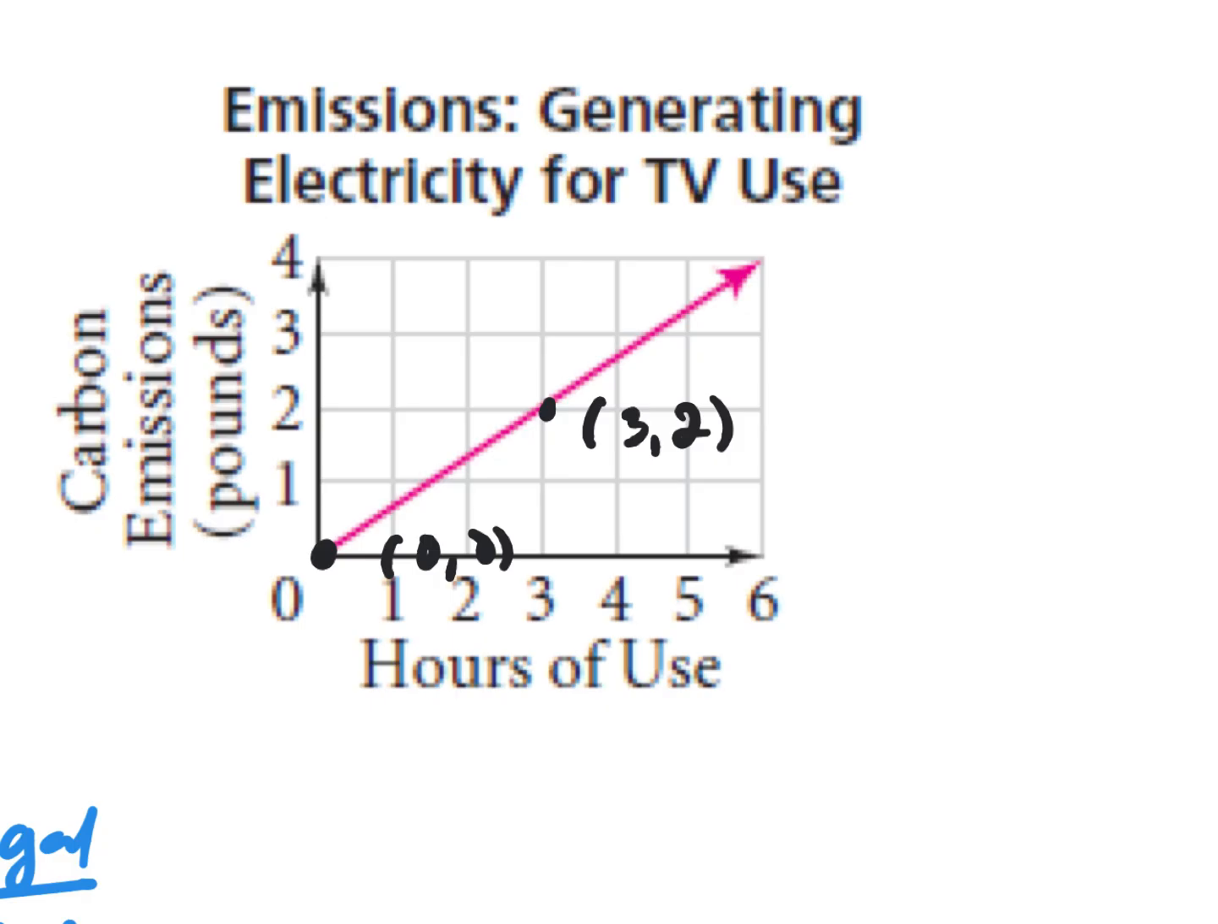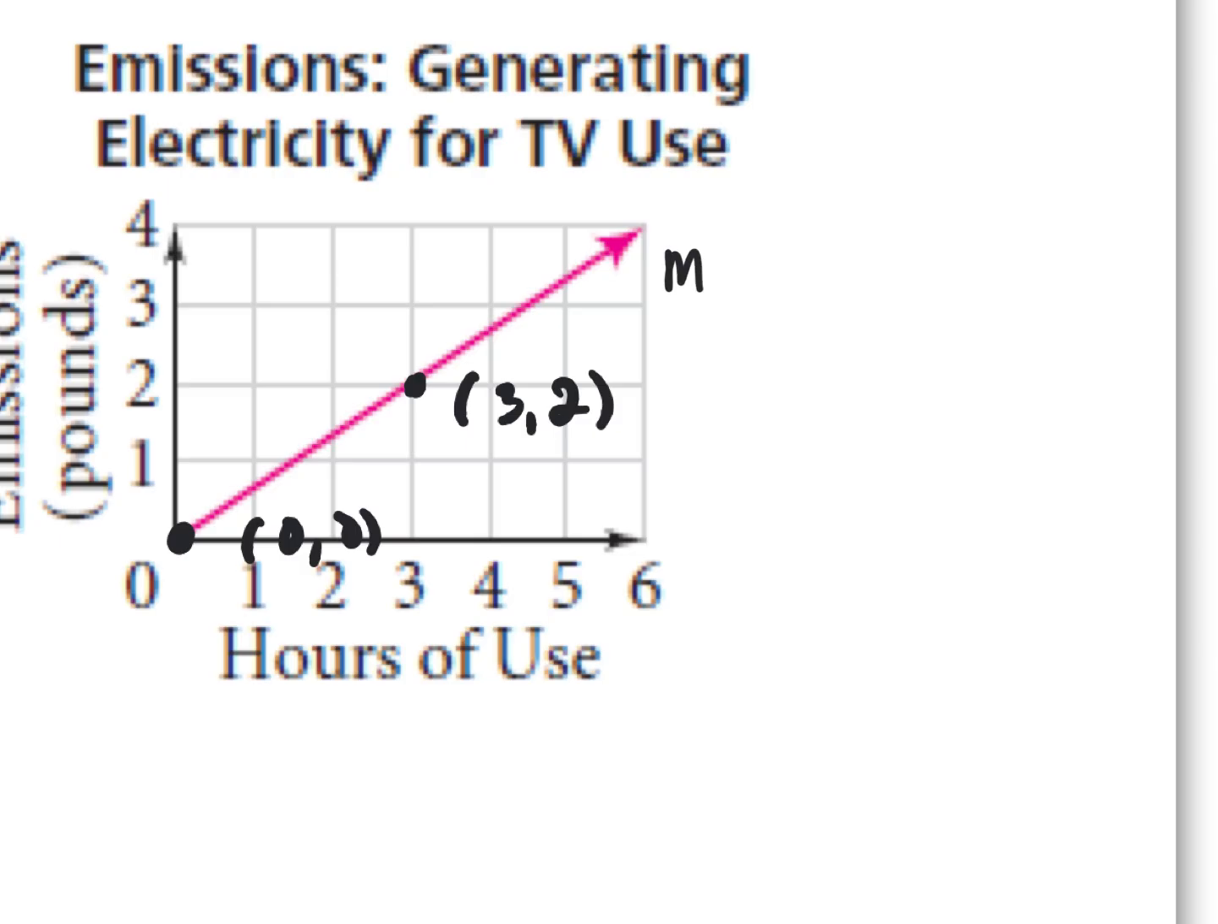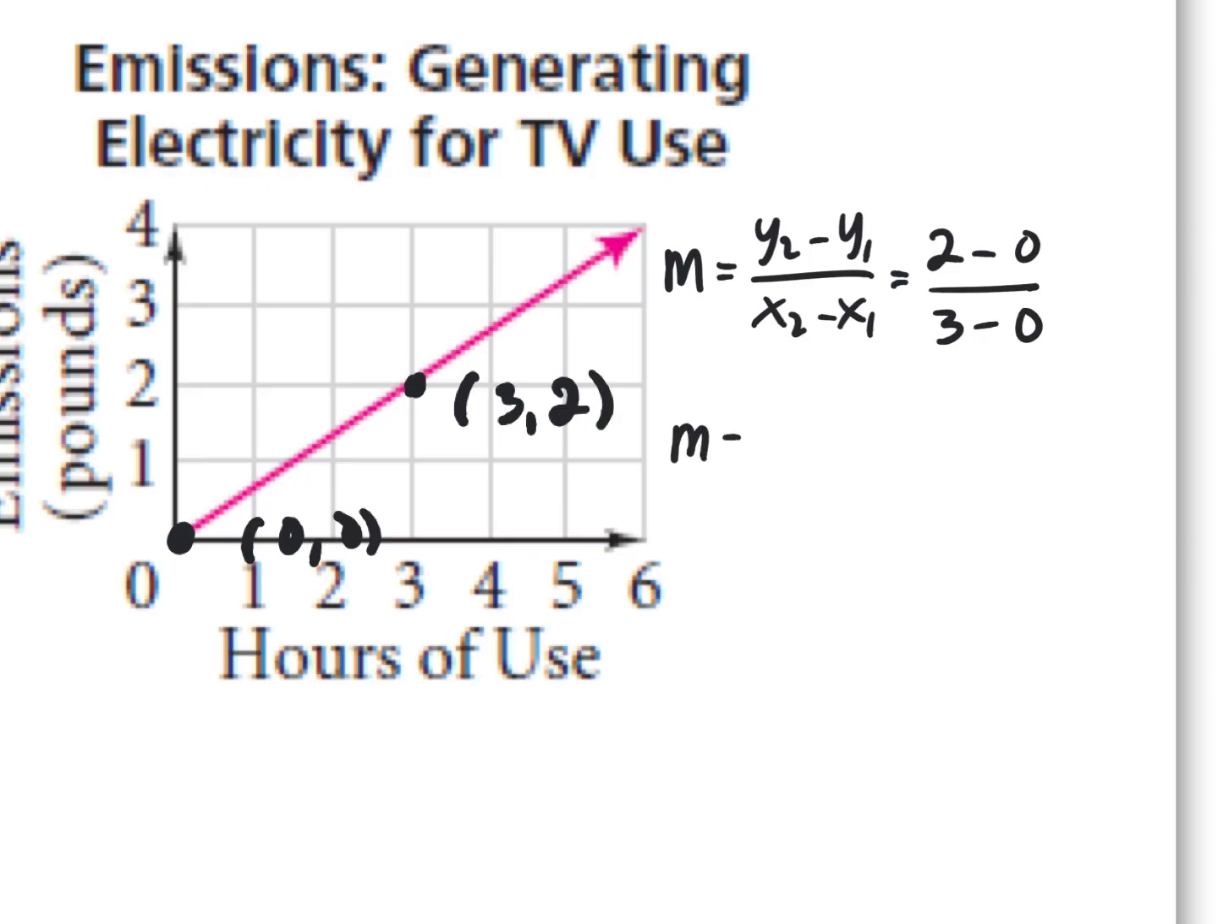And the other point is actually located at (3, 2) because they are perfectly intersecting each other with x and y. So if you're going to find the slope in here now, the slope is going to be y2 minus y1 all over x2 minus x1. This is going to give you 2 minus 0 over 3 minus 0. So our slope here is going to give you 2 over 3.